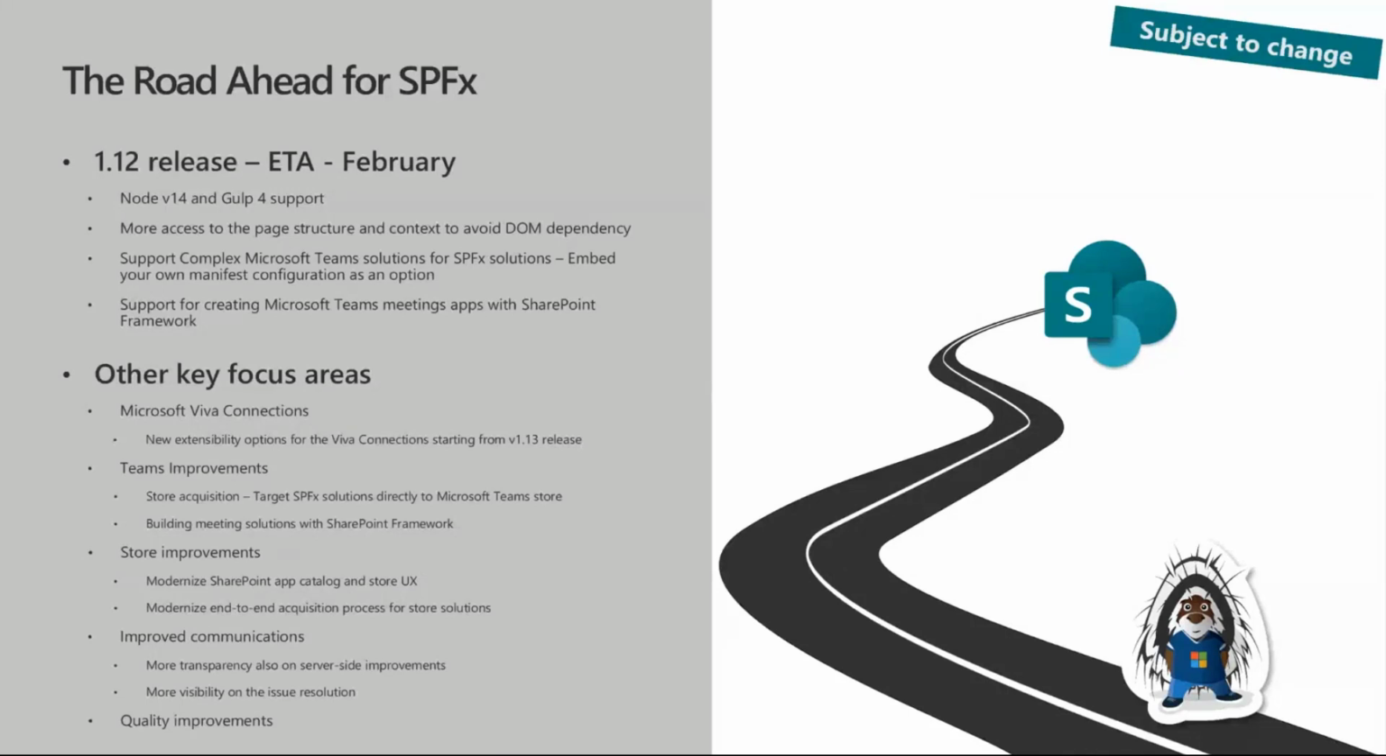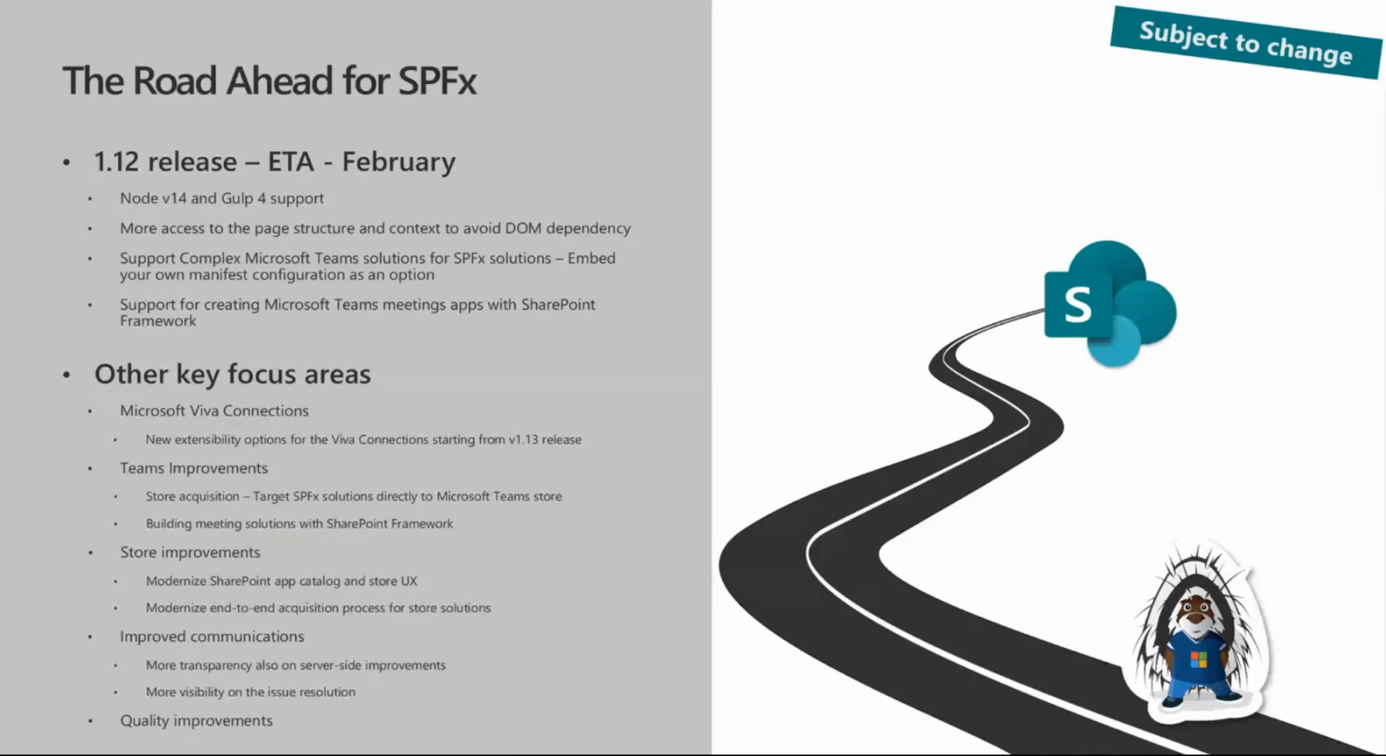And then the future focus areas, now that we're able to talk about this. Microsoft Viva Connections is a big focus area for SharePoint Framework in the future. So we're looking into having new extensibility options for Viva Connections starting from 1.13. We are already actively testing that internally because we're getting ready for the Microsoft Viva Connections piece going, at least in preview, later this spring.